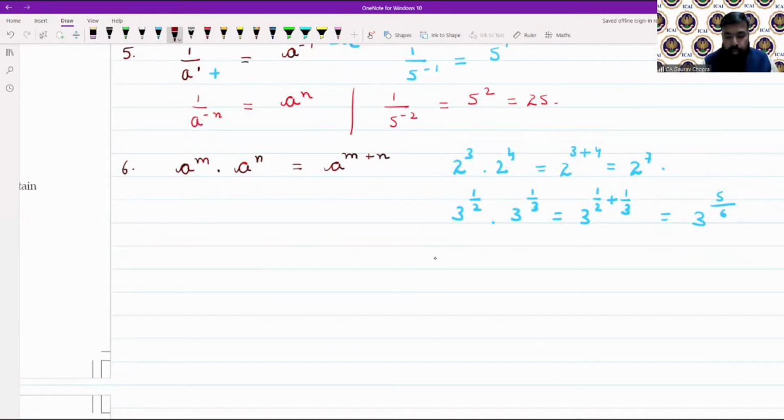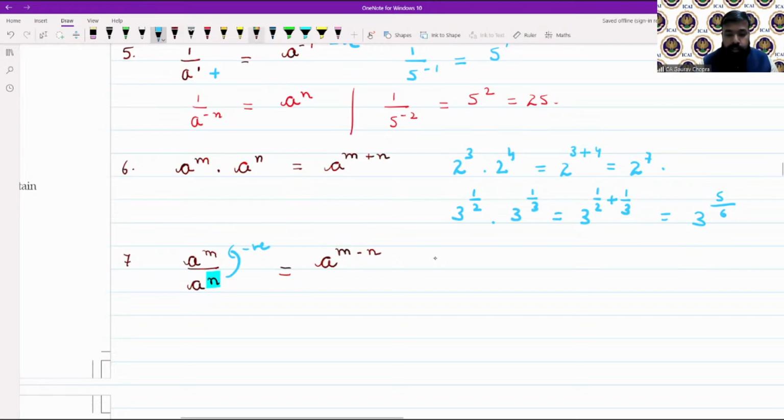Then now comes the next property. A to the power of m divided by a to the power of n. Now there is division. Now whenever there is division, then what we have to do? A to the power of m minus n, because the power of the denominator is moving from denominator to numerator, and whenever it is shifting, the sign will change, so n will become negative. So a to the power of m minus n.